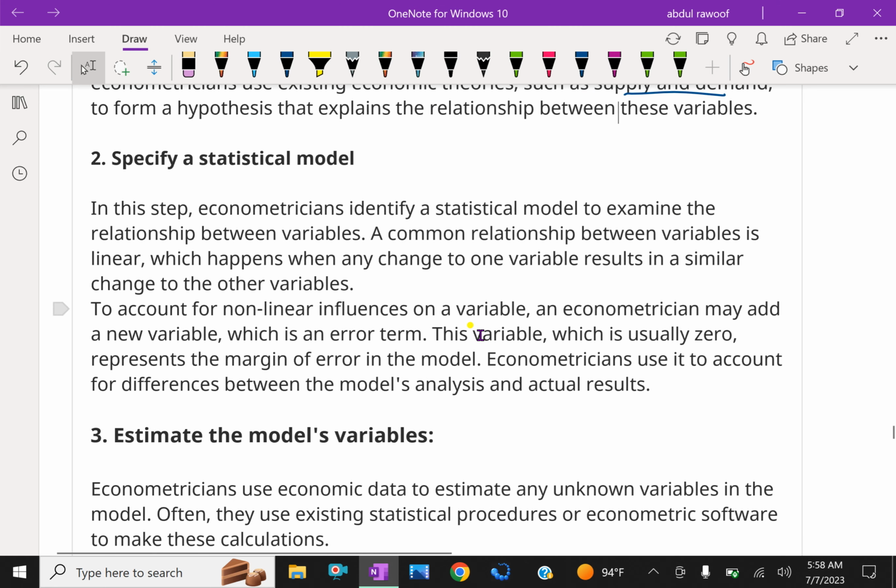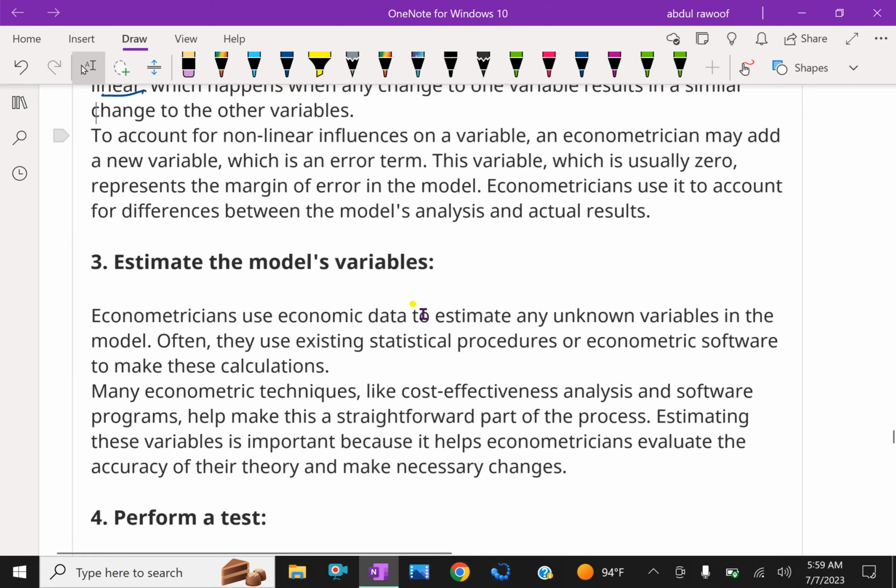Specify statistical model. In this step, econometricians identify a statistical model to examine the relationship between variables. A common relationship between variables is linear, which happens when any change to one variable results in a similar change to the other variable. It's called a linear relationship.